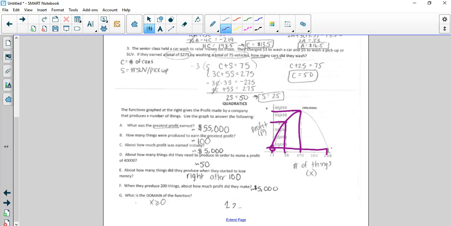What's the domain? Well, domain is left to right, so x is greater than 0. Technically, it's between 0 and 200, because that's where it hits 0 again.